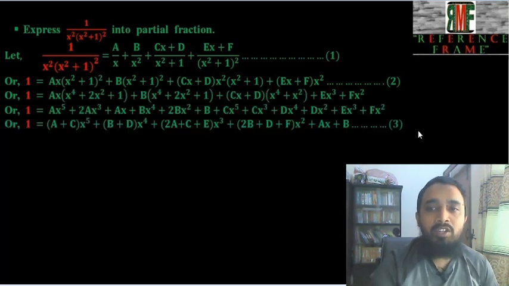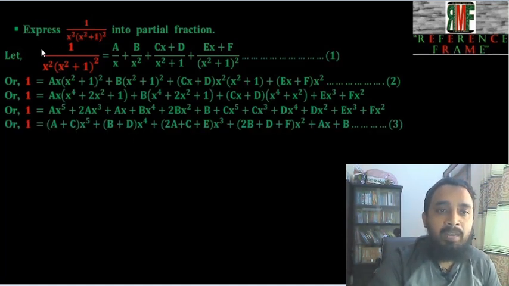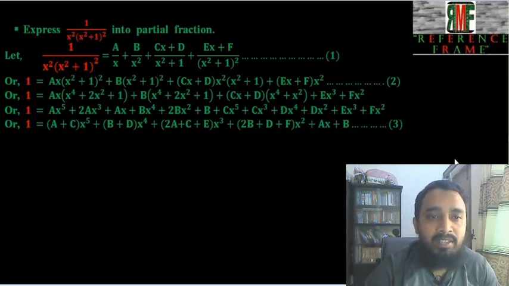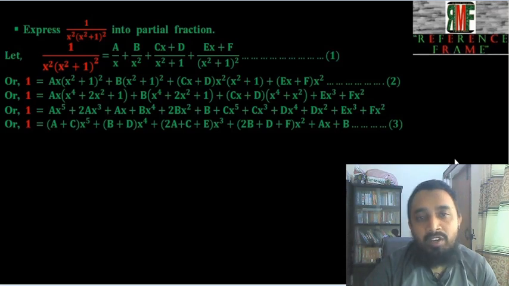So by keeping all the similar terms together, we have 1 equals a plus c into x to the power 5, plus b plus d into x to the power 4, and so on. You can see it on the screen by normal calculation. Now we get our desired third equation.